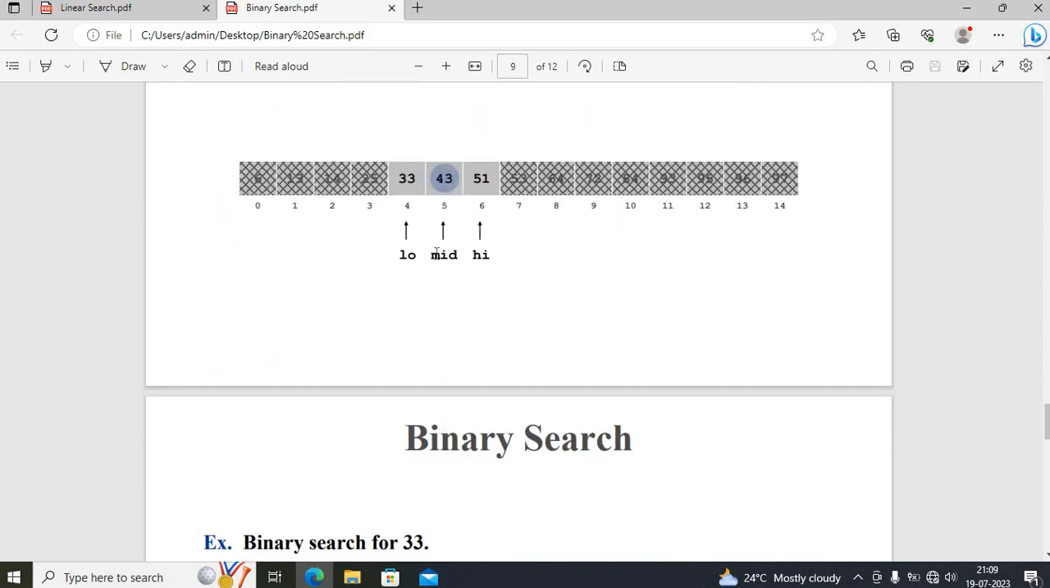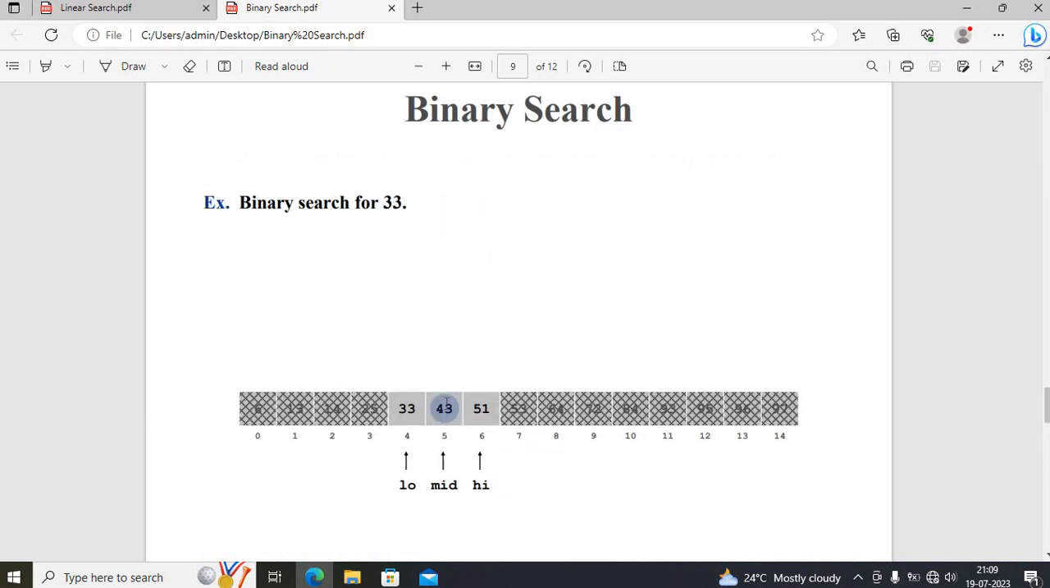So now again the mid is clearly dividing the list into two lists. One is the left list and the other is the right list. The left list contains 33 and the right list contains 51. So again we have to compare our key element with the mid element. Key element is 33 and mid element is 43.